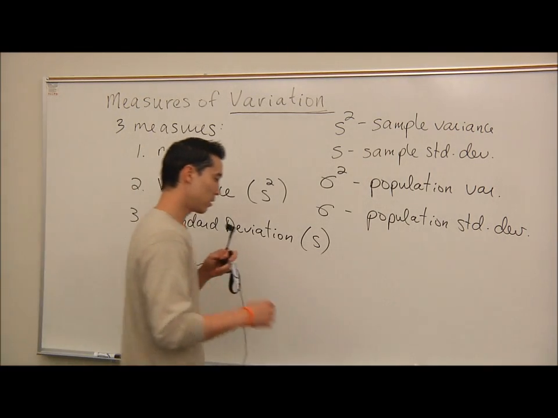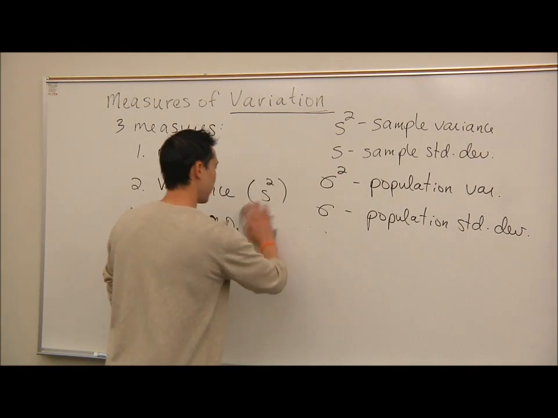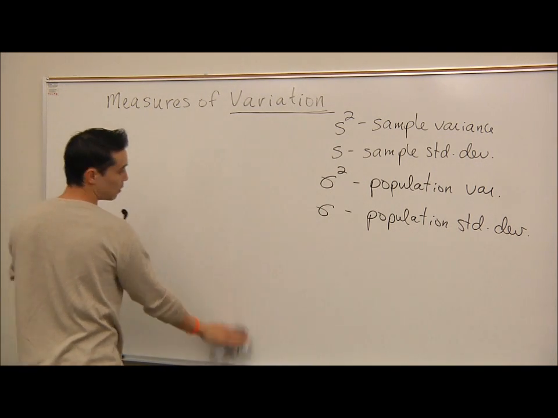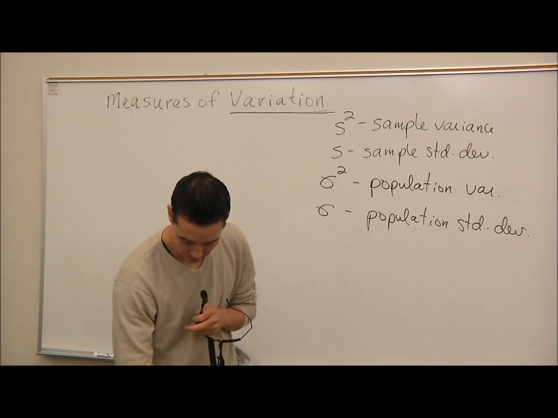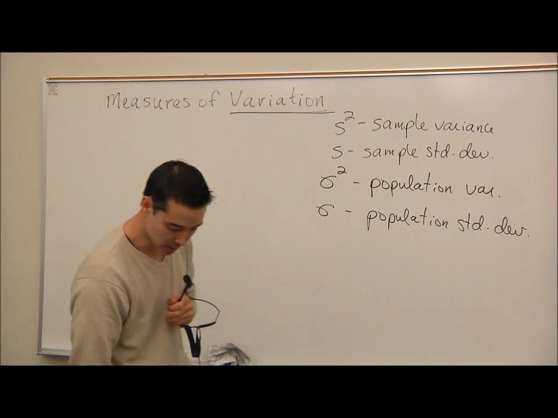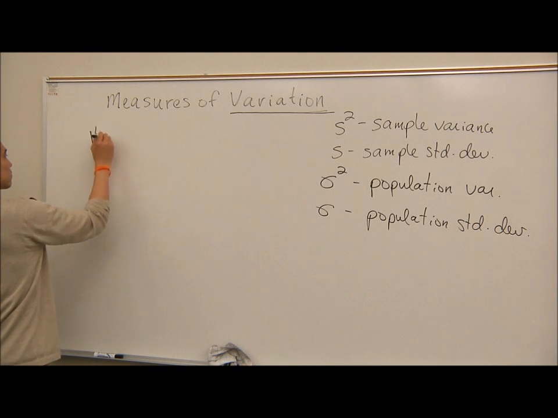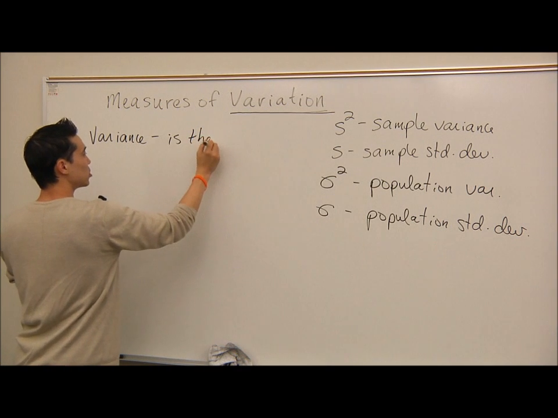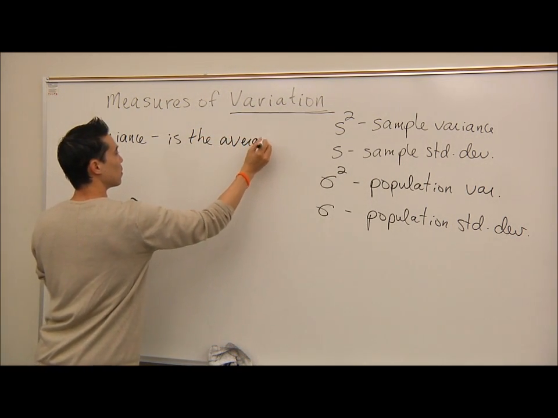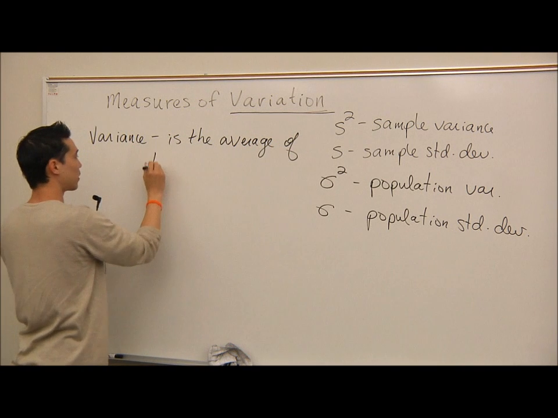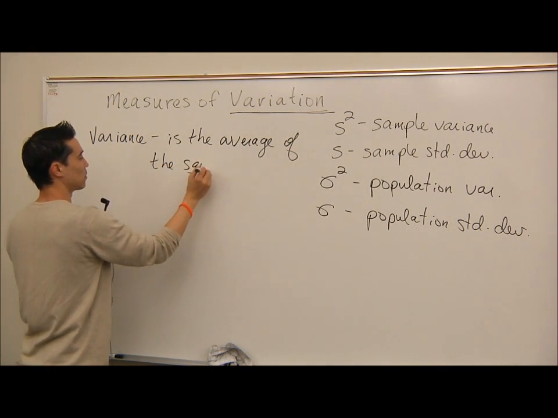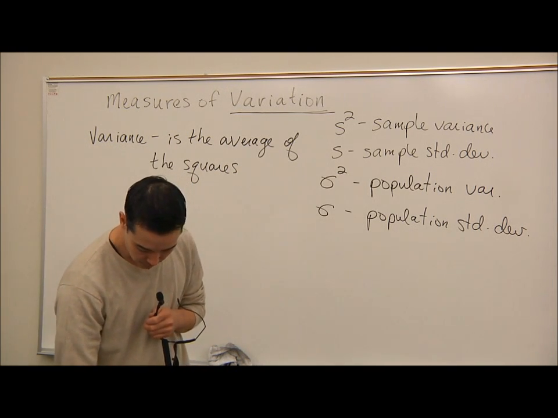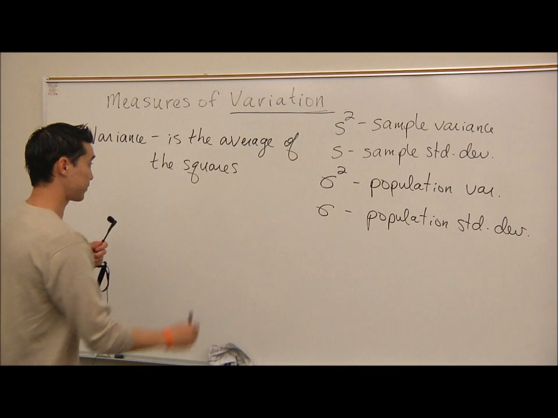Okay, let's take a look at an example of finding the variance kind of based on the definition of the variance, okay? So let me write this definition down. Variance is the average of the squares of the difference each value is from the mean.